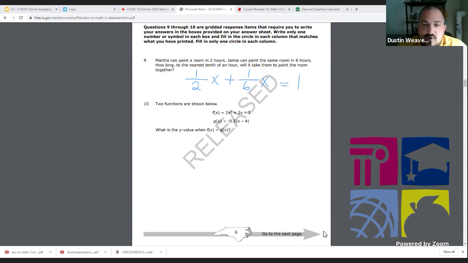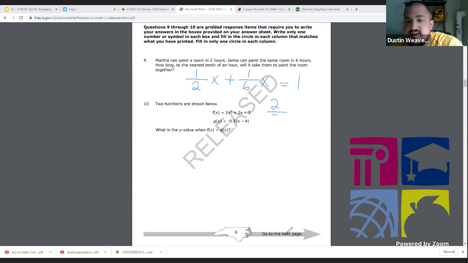To the nearest tenth of an hour, how long will it take them to paint the room together? All right, so we're going to say what is 1/2 plus 1/6, and we can do that on our calculator. Can anybody reduce that fraction? 1/2 plus 1/6, what do you get if we add those together? Yeah, you get 2/3. So 1/2 is 3/6, and 3/6 plus 1/6 is 4/6. If we reduce that, that's 2/3.